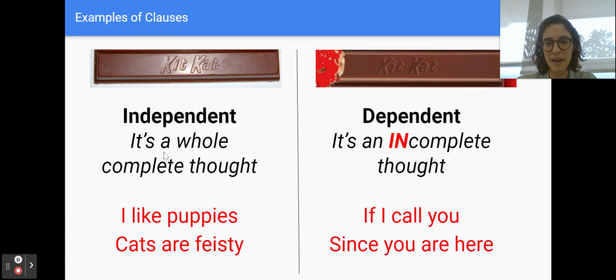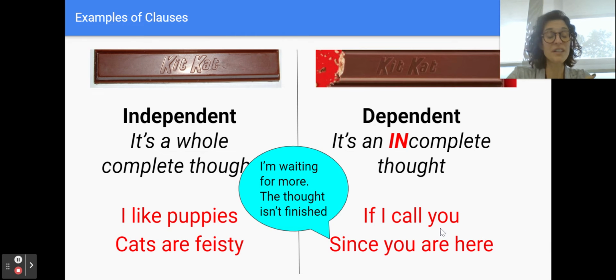So here are some examples of independent clauses. I like puppies. Cats are feisty. Correct. Here's an incomplete thought. If I call you, since you are here. If you notice in the dependent clauses, you're still waiting. I couldn't stop after if I call you. If I stopped, you'd be like, miss, you're not done yet. You're missing something. And if I said, since you are here, yeah, keep going. It's not complete yet. The thought isn't done. But I like puppies is done. It's done. So for this one, if we notice, I am waiting for more. The thought is finished.